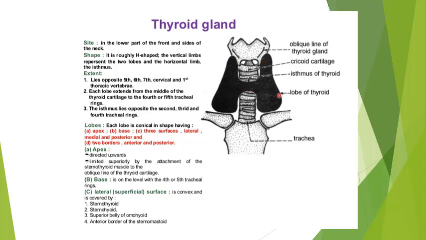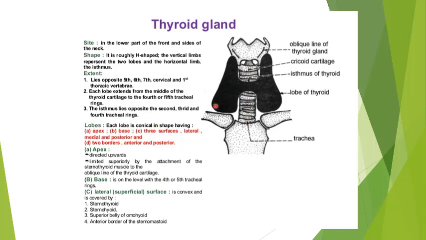It lies between the 5th, 6th and 7th cervical and 1st thoracic vertebrae. Each lobe extends from the middle of the thyroid cartilage to the fourth or fifth tracheal rings. So these are called the tracheal rings. The isthmus lies opposite the second, third and fourth tracheal rings. So this is the isthmus of the thyroid. These are the lobes of the thyroid, the left and the right lobe. And this small tube is called the trachea.